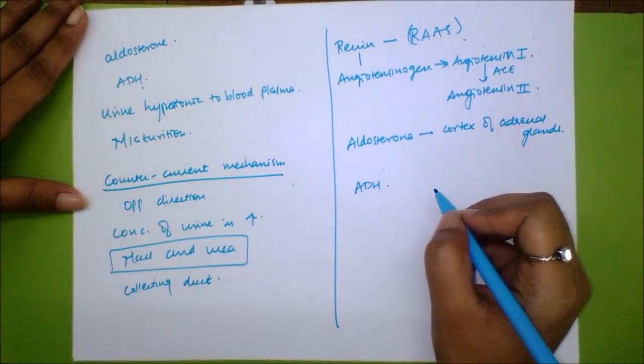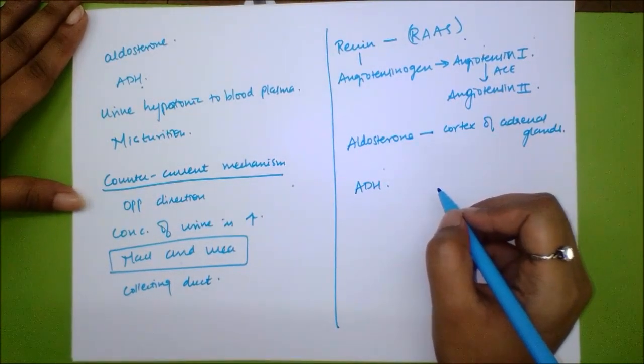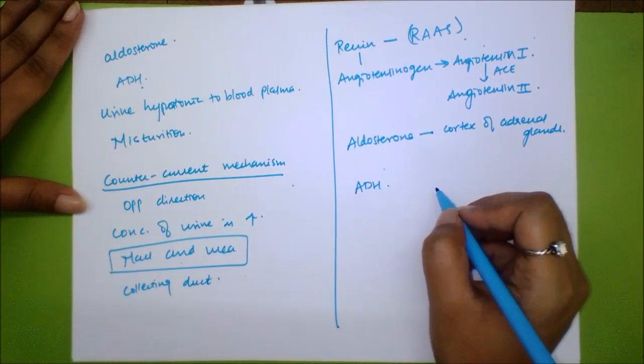When water content in the body is low, the posterior pituitary secretes ADH, which increases the reabsorption of water in DCT and collecting ducts by making them more permeable to water. Therefore, small amount of hypertonic urine is eliminated.